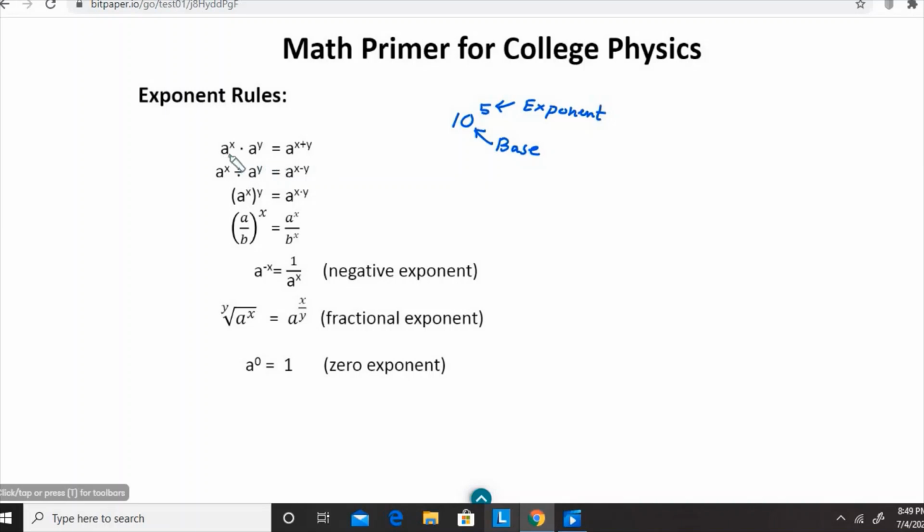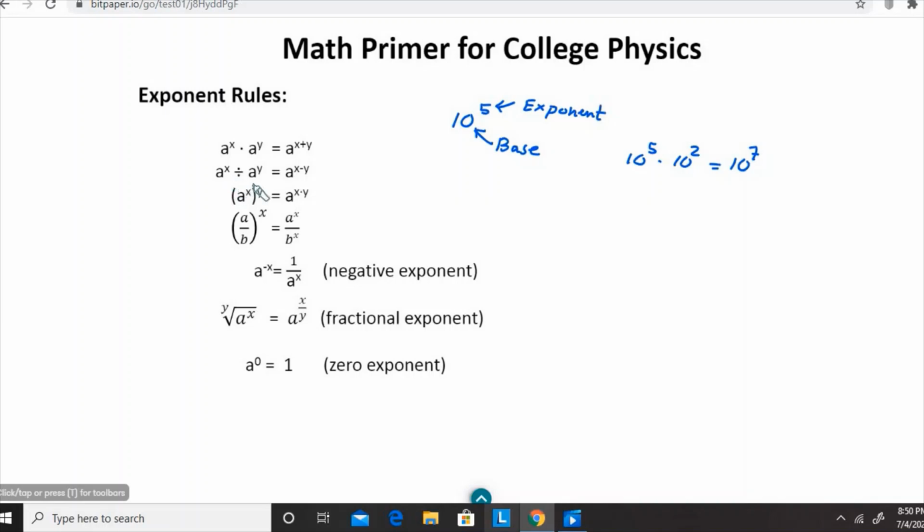So let's look at the first rule. You can see a^x times a^y, so that means a is the base and the two numbers have the same base. And in that case, the exponents simply add up. For example, I'll use base 10, like 10 to the power 5 times 10 to the power 2. I can write this as 10 to the power 7, where I add the two exponents.